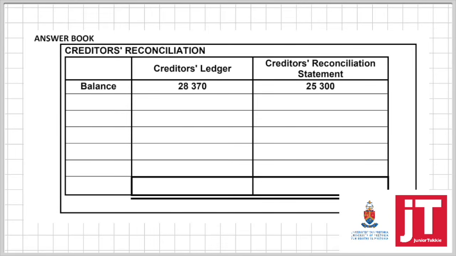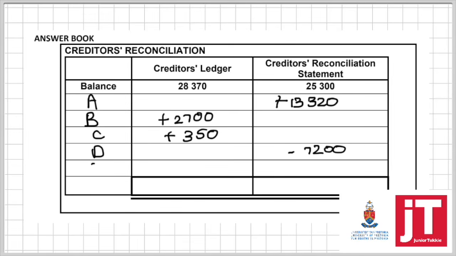So if we've now looked at all the transactions and we've shown the effect that it has on the creditors ledger, on the balance of $28,370, and we've shown it in the creditors reconciliation statement, $25,300, it means that it should balance. The creditors ledger should be equal to the creditors reconciliation statement.